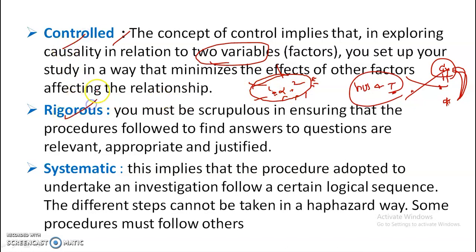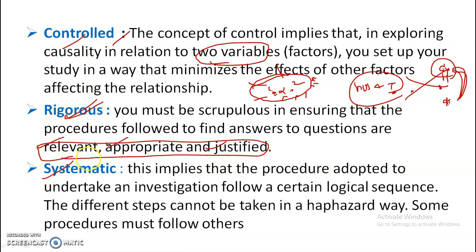And coming to rigorous, the name itself is telling you that you have to keep on searching. That means put your maximum effort into finding the answers to the questions. Okay, and whatever answers you are finding, they must be relevant, appropriate, and justified. So until you get such answers to your research questions or research problems, you must rigorously do the literature survey, or you must rigorously do the work.